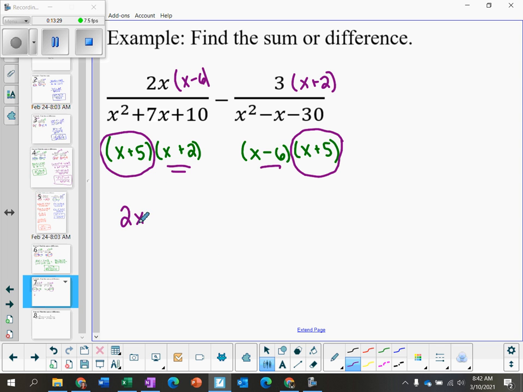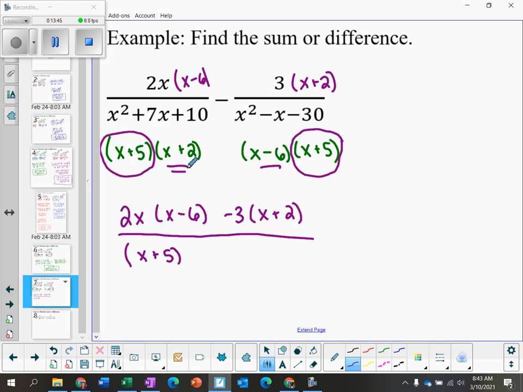So that's 2x times x minus 6 minus 3 times x plus 2. And the whole thing is over their common x plus 5 times x plus 2 times x minus 6. So let's distribute on top. 2x times x is 2x squared. 2x times negative 6 is minus 12x. Negative 3 times x is negative 3x. And negative 3 times 2 is negative 6.